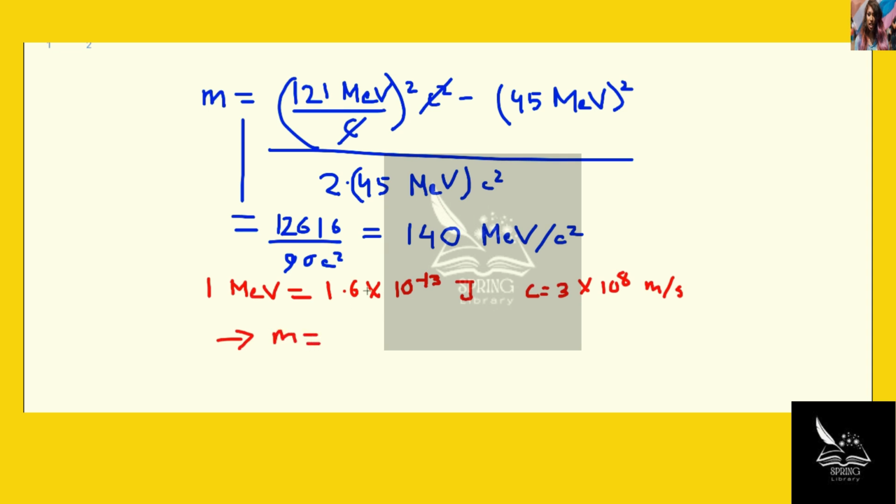And so you multiply 140 by this factor here, and you divide that whole thing by this thing, c squared. And what you get out of that is mass is very close to 2.5 times 10 to the negative 28 kilograms. And that's it.